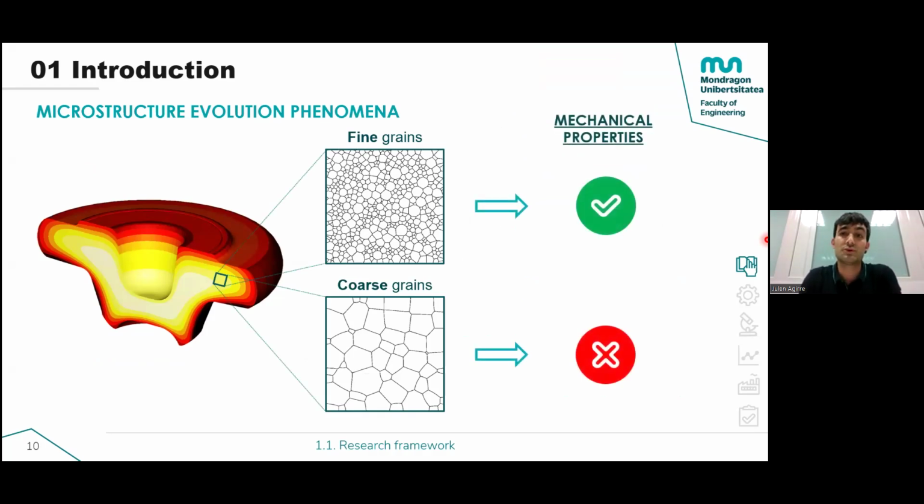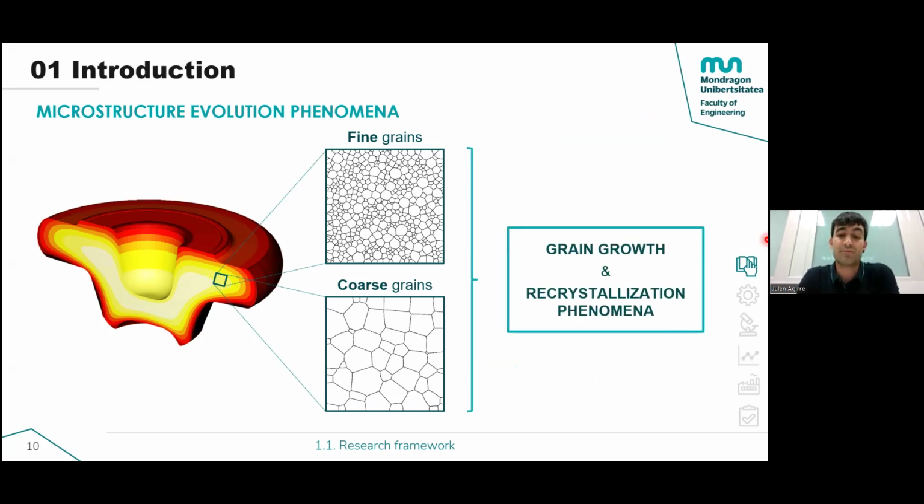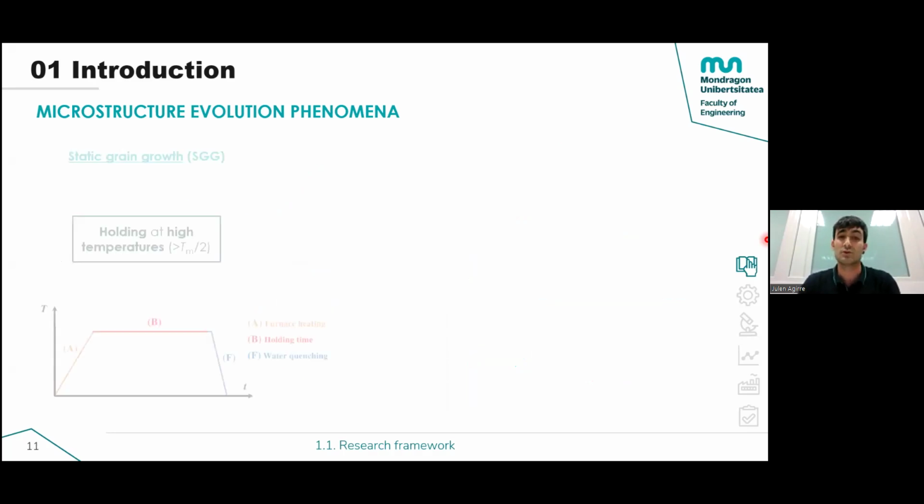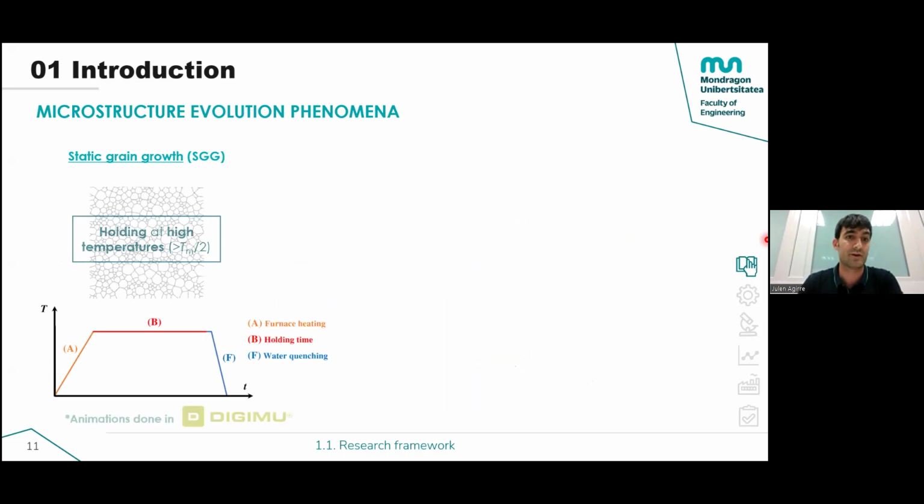In general, if we want to obtain good mechanical properties, we need a fine grain structure, and especially with Inconel 625, which is a material not designed to be strengthened after the forging process with a heat treatment. So it's important to get a good microstructure from the process itself. In the forging processes, the main phenomena that govern the microstructural evolution are the grain growth and the recrystallization phenomena. Let me introduce briefly these phenomena.